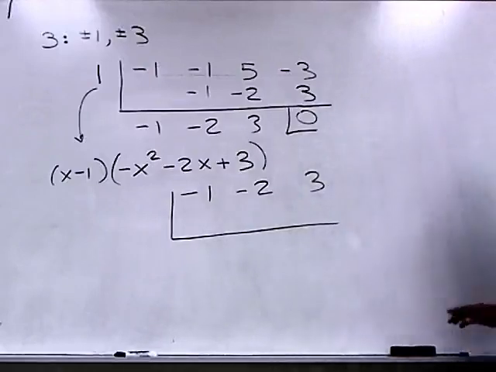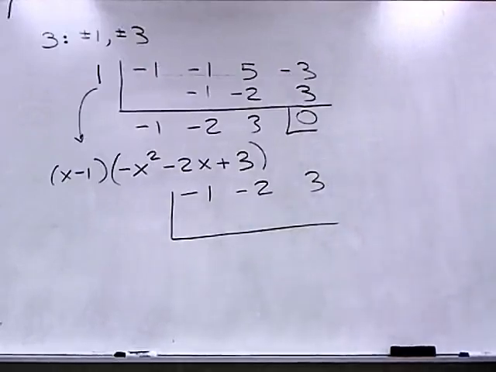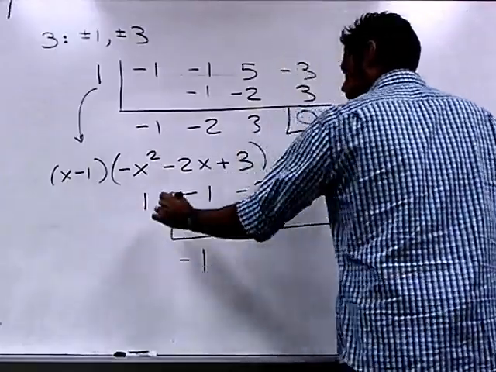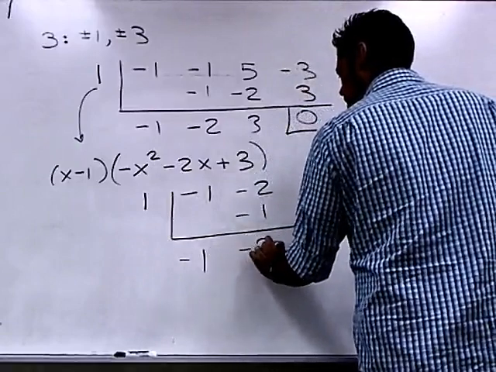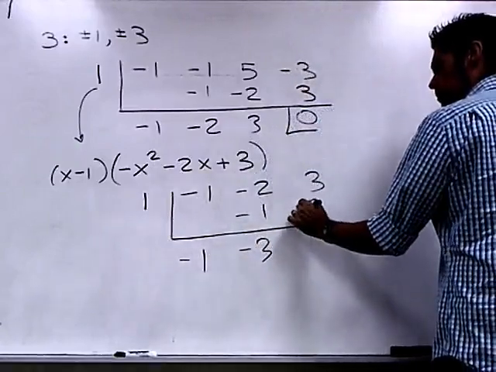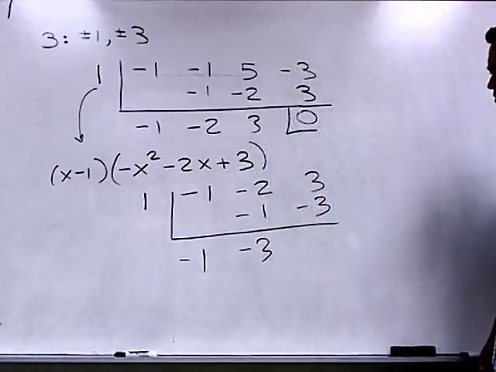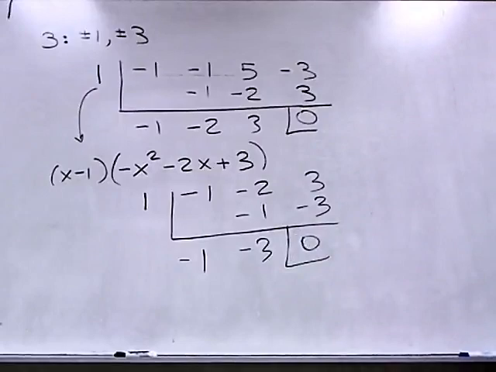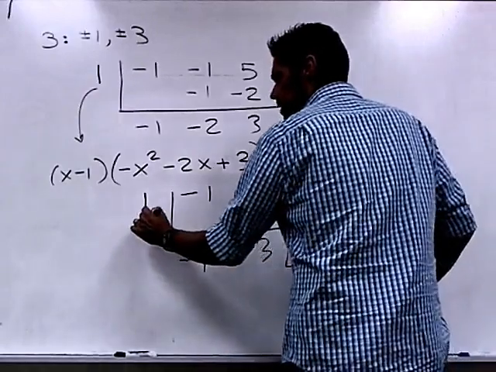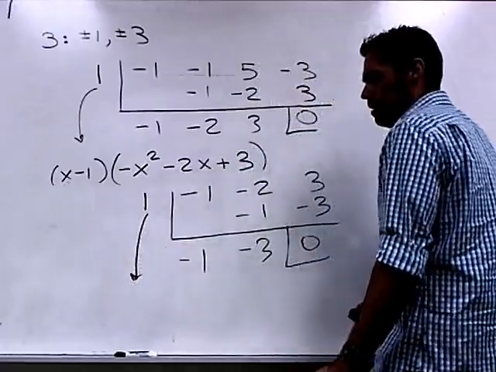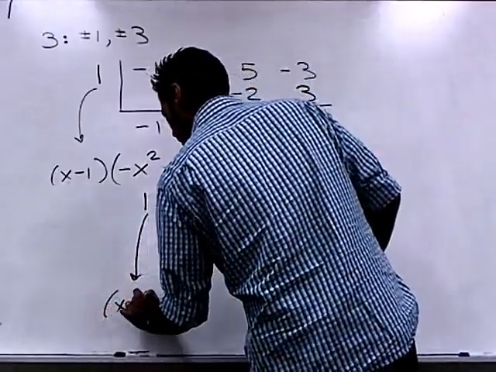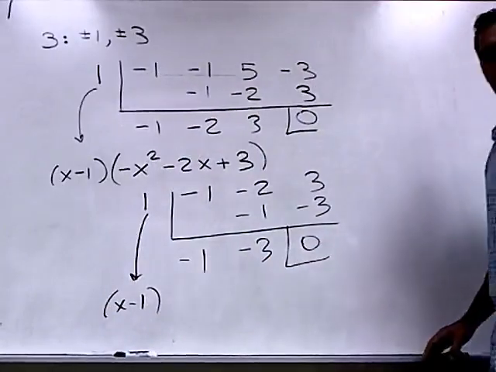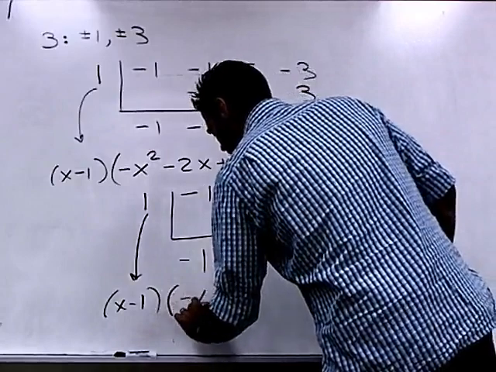What number should I try? 1. I should try 1 again, right? Because you're always supposed to repeat it. And does it work? I don't think it does. Oh, wait a minute. That worked again, didn't it? So that tells me that this becomes what? X minus 1. And then this one right here becomes what? Negative x plus 3. I mean, sorry, negative x minus 3.